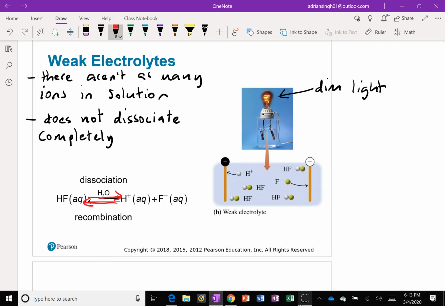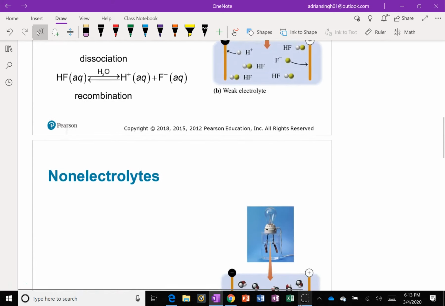So just to tie that up, when you see this type of arrow, with both arrows going in opposite directions, that's an indication that that reaction, whatever it is, does not go to the right all the time. Okay, it doesn't go completely to the right side. Some of it goes back to the left. All right, so those are our weak electrolytes. Our substance, whatever it is, does not break apart completely, and we get small amounts of ions in solution.